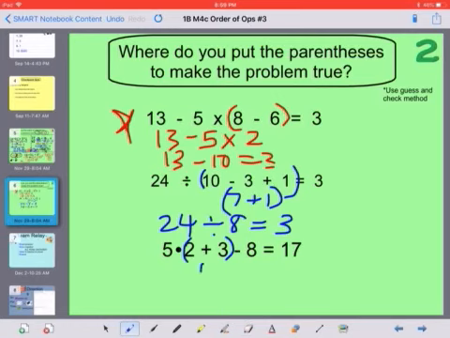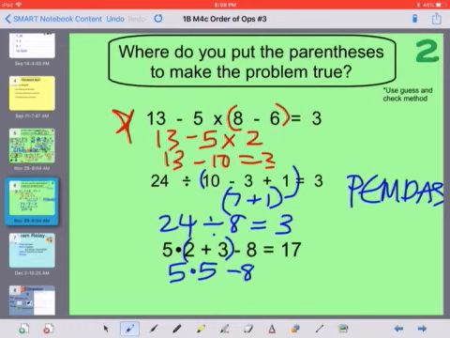2 plus 3 is 5. Let's see if this works. Then we have to multiply next. Order of operations, remember: multiply and divide before add and subtract. 5 times 5 would give us 25. Does 25 minus 8 give us 17? It sure does. So that would be where we put parentheses on this last one.